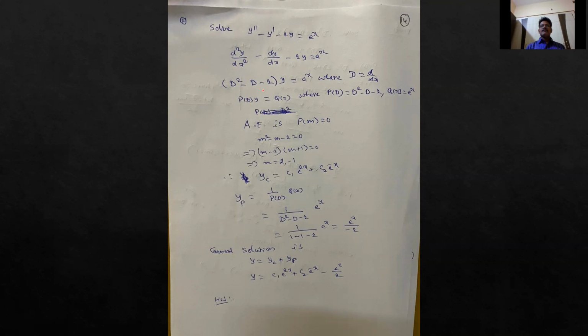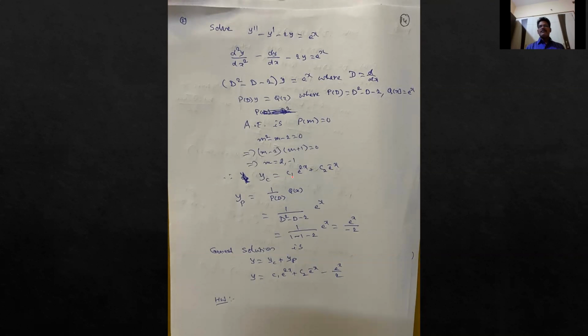So what is the auxiliary equation? The auxiliary equation is P of m equal to 0. M square minus m minus 2 equal to 0. This can be written as m minus 2 into m plus 1, because here minus 2 into 1, so 1 into minus 2. So m square minus 2m plus m. So this can be written as m minus 2 into m plus 1. So we are getting roots 2 comma minus 1.